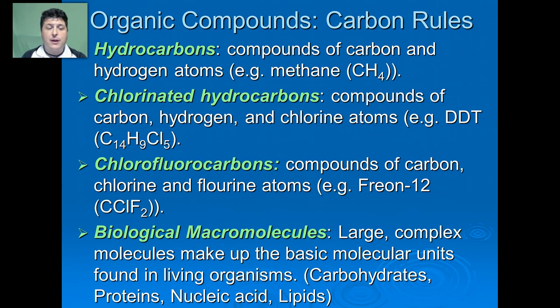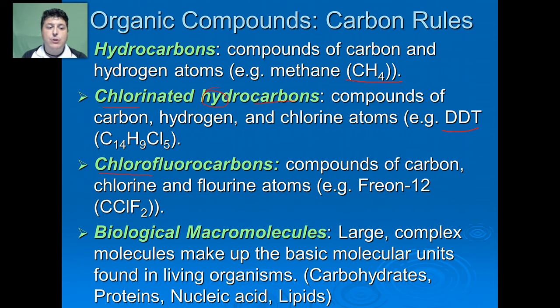The hydrocarbons are going to be the simplest organic compounds, containing only carbon and hydrogen, of which methane that we discussed earlier is a great example. A lot of our fossil fuels are hydrocarbons. Another one that you'll need to know are the chlorinated hydrocarbons. They must have carbon, hydrogen, and chlorine. A perfect example of that is the pesticide DDT.